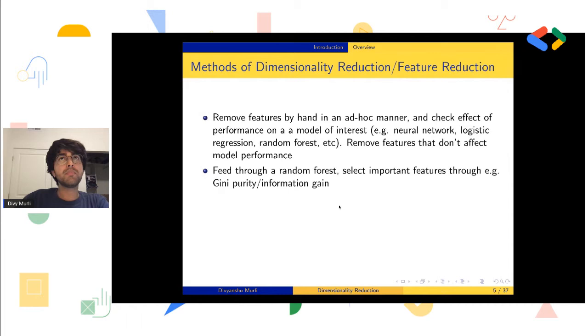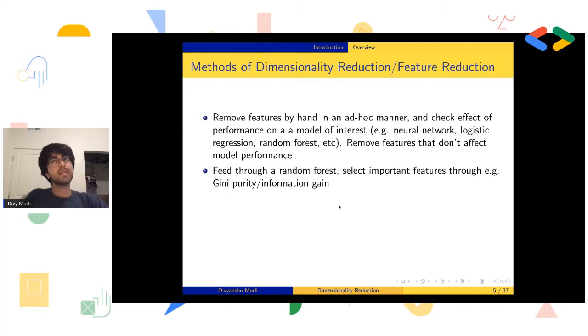Before I go into the main meat of the talk, I wanted to go over some primary methods for dimensionality reduction and its closely related cousin, feature reduction. If you go online, I was reading some blogs, people clump these two things together. I would say they're related, but they're not exactly the same thing.